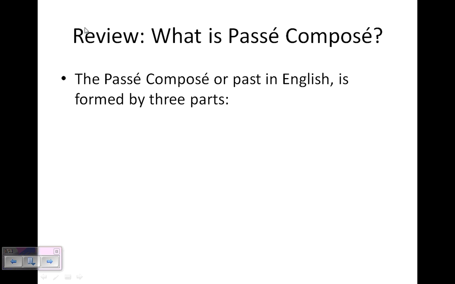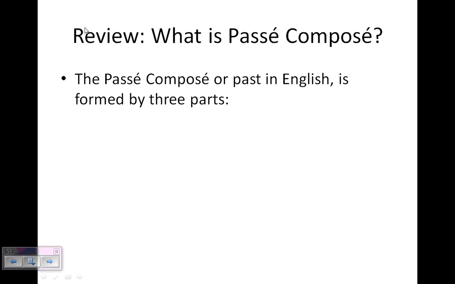In French instead, the passé composé is composed of three parts and it's a little longer than English. It's like saying that in English you will always use I have eaten, I have gone, I have bought, and so on and so forth. In French you will use that particular way of forming the past.